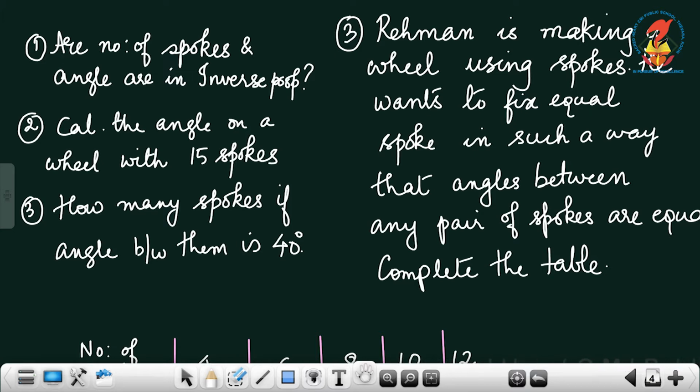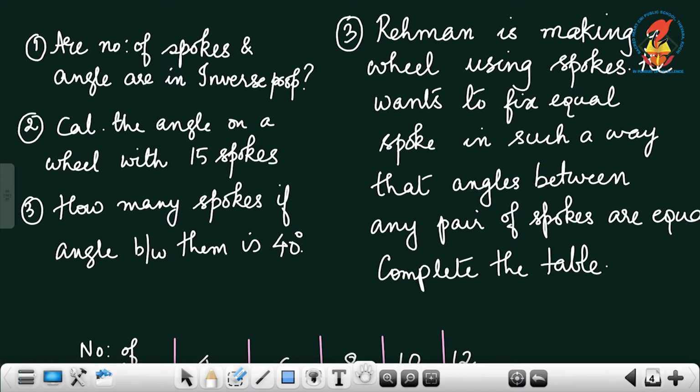So first we need to check whether they are in inverse proportion. As the number of spokes increases, the angle between them decreases. You can see the picture. There are 3 pictures there. In the first picture there are 3 subdivisions. You can see that the angle is big. Next one, as the number of spokes, the rods inside, increases, the angle decreases.